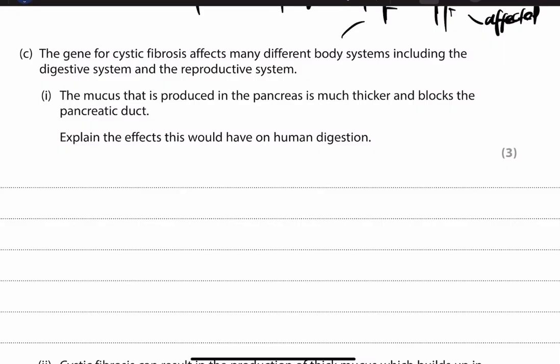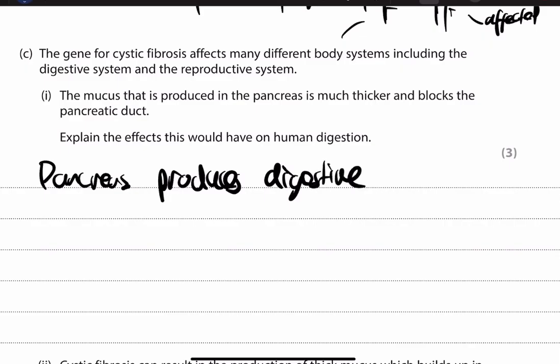So what happens if you block the pancreatic duct? Well, what do we know the pancreas produces, right? The pancreas produces a lot of enzymes: amylase, protease, lipase. So the pancreas produces very important digestive enzymes. And then you can name them if you want: pancreatic amylase, protease, lipase. Of course, you have other sources of amylase, you have other sources of proteases, right?